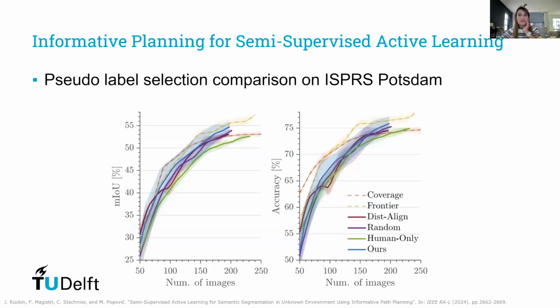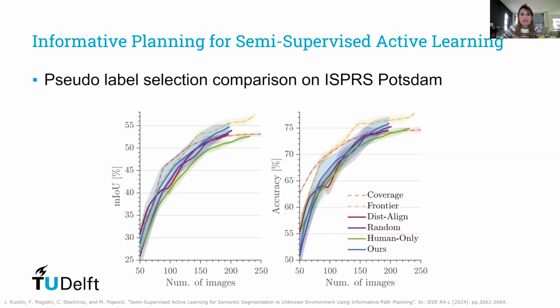That's it for the human labels. Then we also did the same type of analysis for the pseudo-label selection. So on these plots, we showed the same two upper bounds. So this is a coverage baseline and frontier, which is an informative planning approach from the previous work, as upper bound baselines. And then we compare different ways of generating the pseudo-labels. So just to remind you, we have a semantic map that we built during the mission by projecting these images and predictions and the uncertainties on the global frame. And we compare different ways of extracting pseudo-labels from the semantic map.